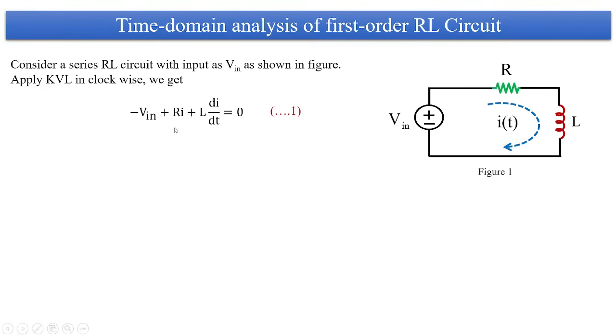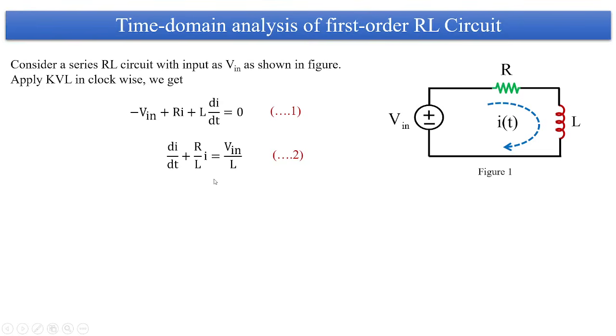So for this circuit which is shown in figure 1, you have to apply KVL clockwise and you are going to get equation 1, which is nothing but the algebraic sum of the voltages in a closed network is equal to 0. So the supply voltage, that is V in, is equal to the drop across the resistor, that is Ri, and the voltage developed across the inductor. So equation 1 you can change to equation 2, which resembles a differential equation.